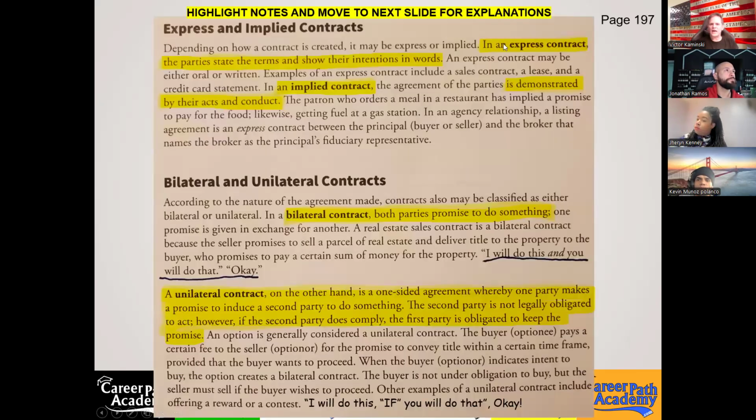An express contract, the parties state the terms and show their intentions in words. An implied contract is demonstrated by their acts and conduct. So it's demonstrated by their actions rather than their words.